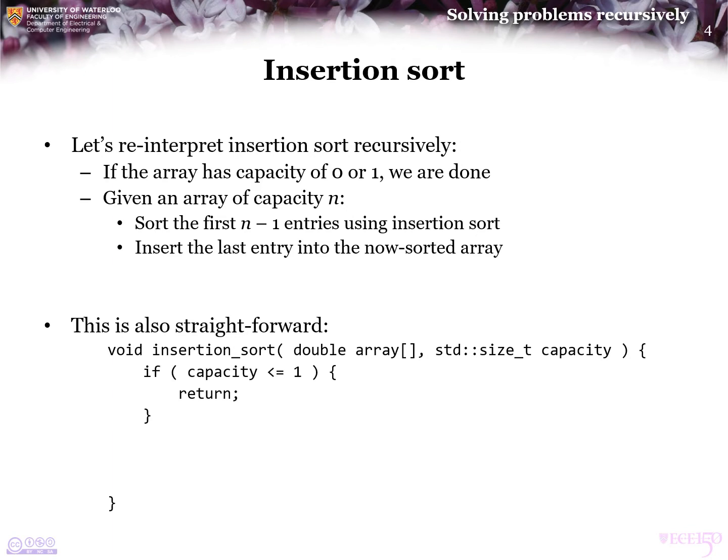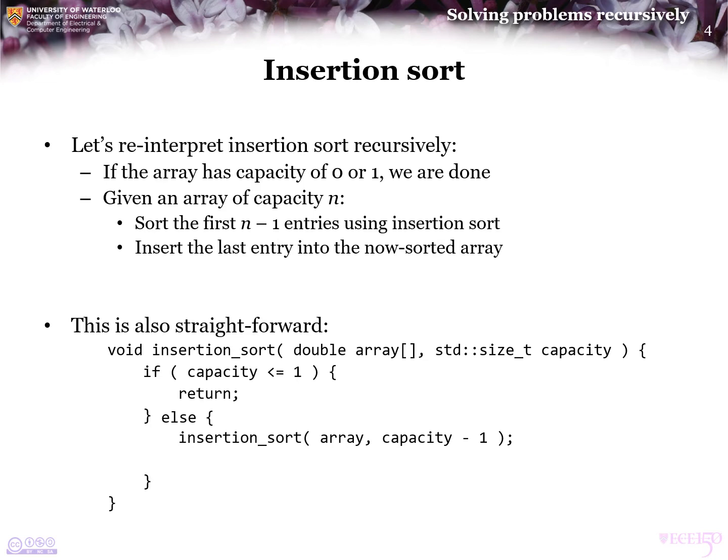Here's the base case, as before with selection sort. Now we have to deal with the recursive case. Well, we are going to call insertion sort on the first capacity minus 1 entries. So 1 fewer entries than the number of entries we are trying to sort right now.